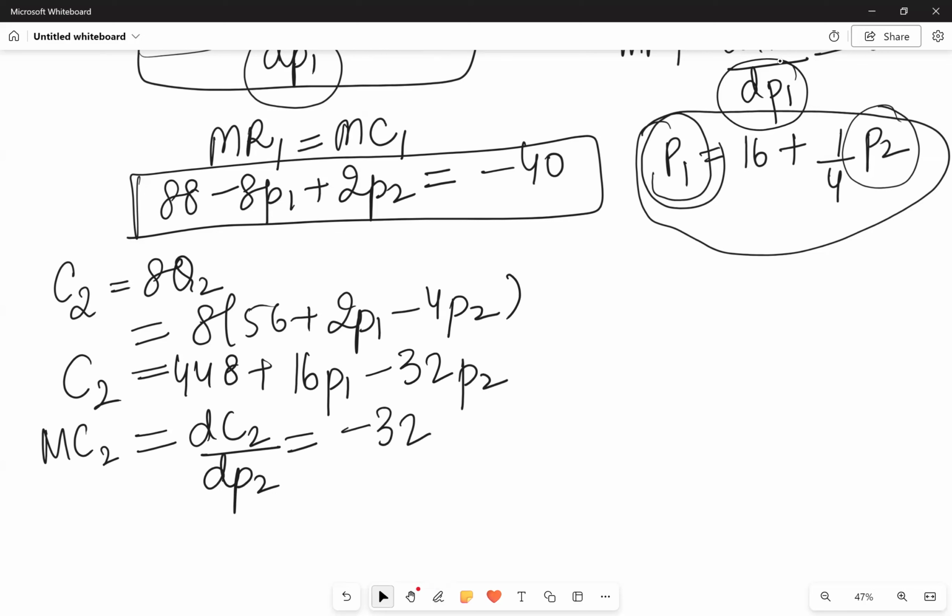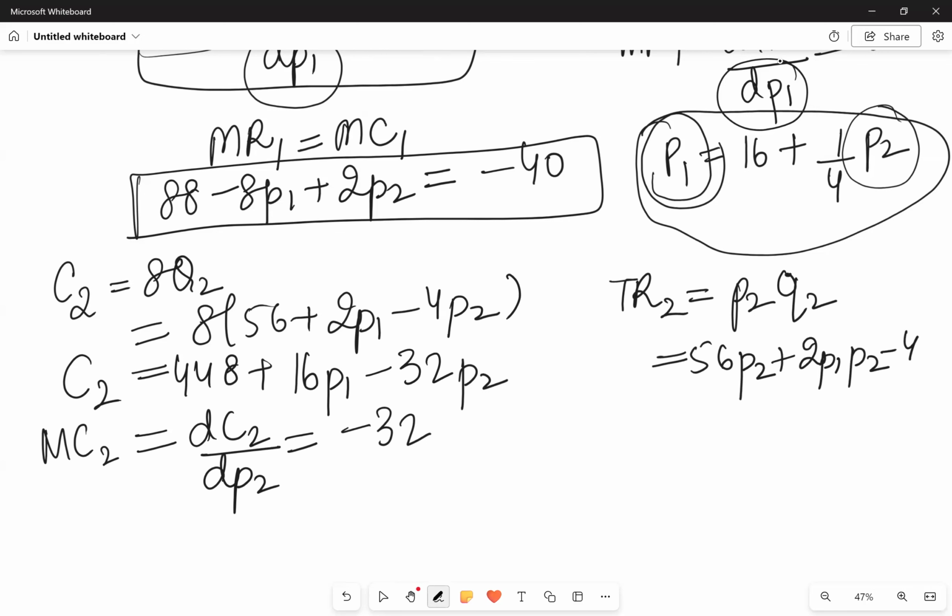Similarly, to calculate MR2, we have TR2 equal to P2 into Q2, so that will come out to be 56P2 plus 2P1P2 minus 4P2 square.